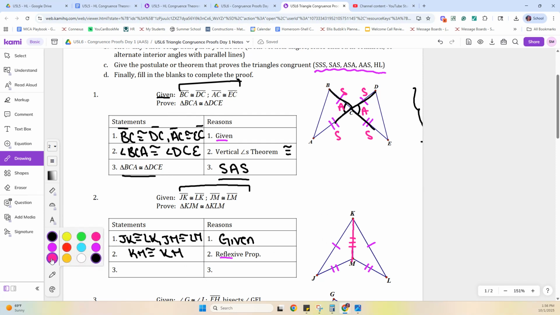Now I can see what I got. I have a side, another side, and another side over here. Then I have a side, and another side over here. So it looks like I have side, side, side. And what was I trying to prove? I was trying to prove my 2 triangles were congruent. So triangle KJM is congruent to triangle KLM. And we just did our first 2 proofs.